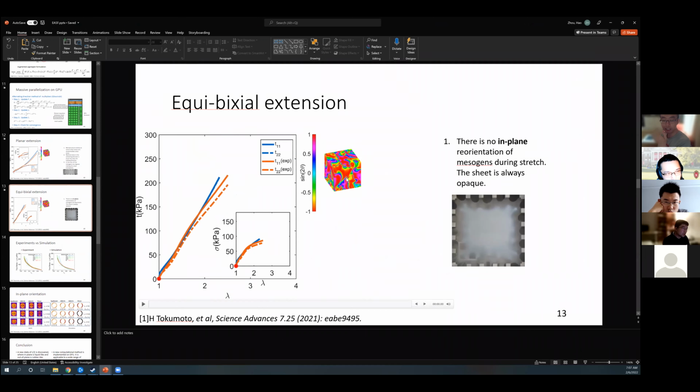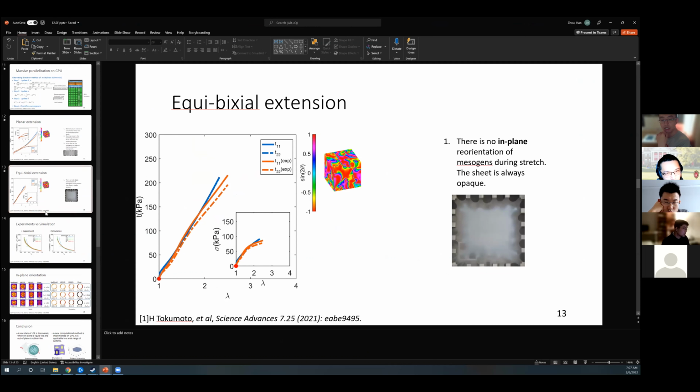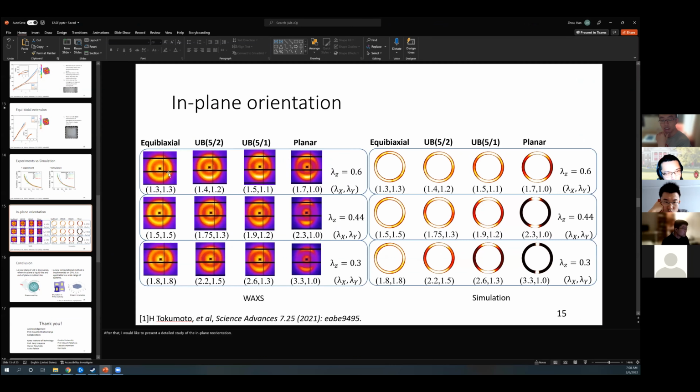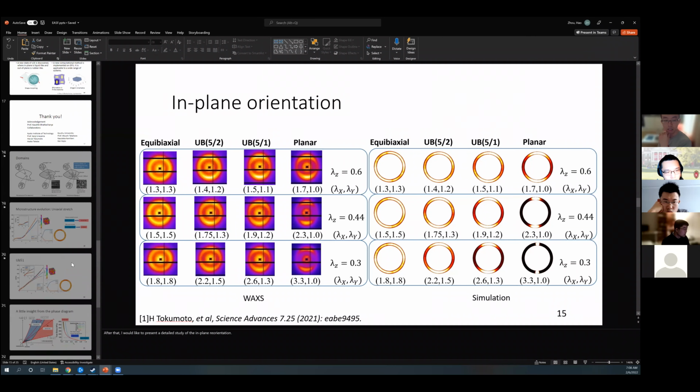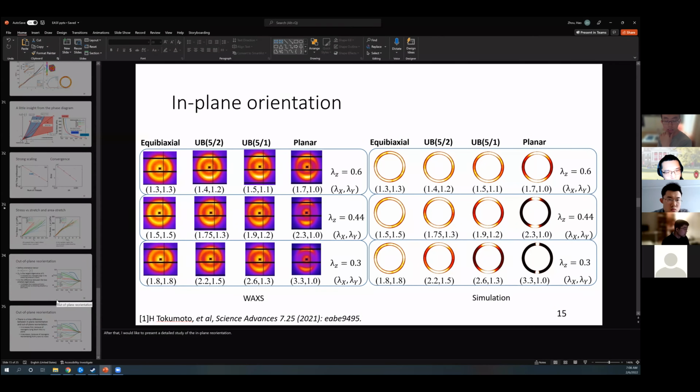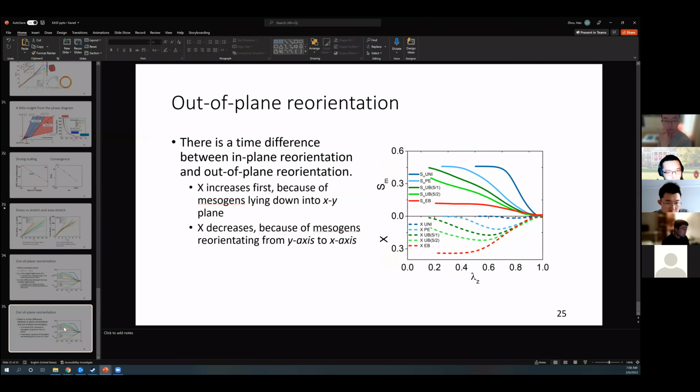Okay, so the color is only showing you the in-plane orientation, and this wide angle X-ray scattering is also showing you the in-plane orientation of the liquid crystal molecules. But we also have a study which is telling us the out-of-plane reorientation. So here are some results.